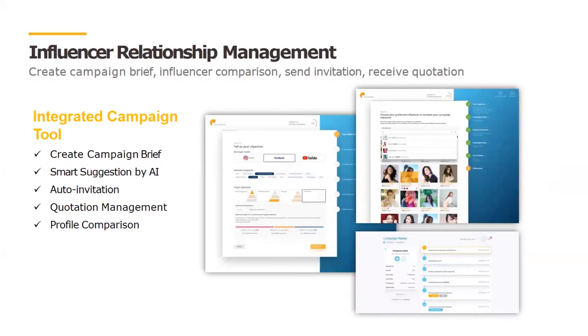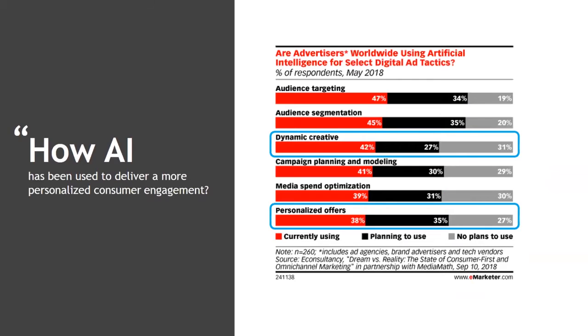And the other one is to create the campaign brief, comparison, send invitations, and receive quotations. So how has AI been used to deliver more personalized customer engagement? They can have the correct target audience, they can create dynamic social media content to attract your customers, and they can offer you personalized designs of topics as well.